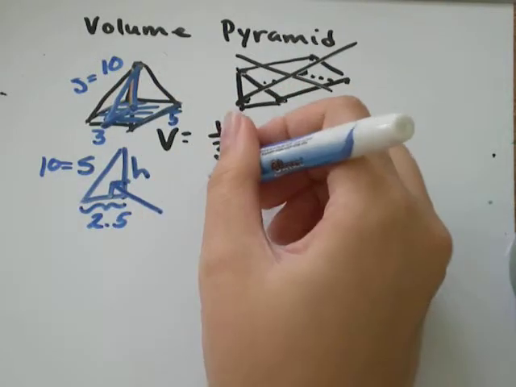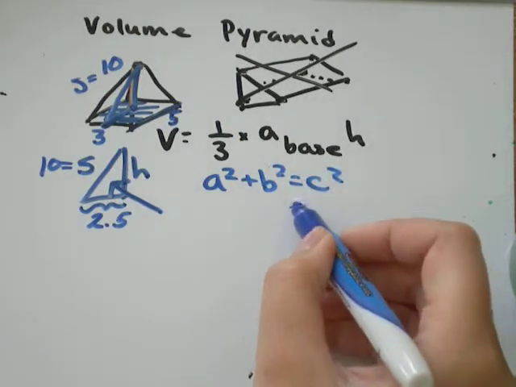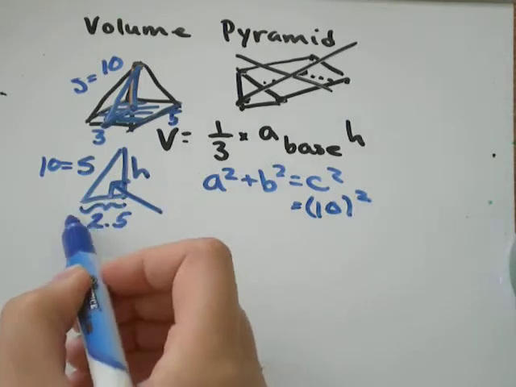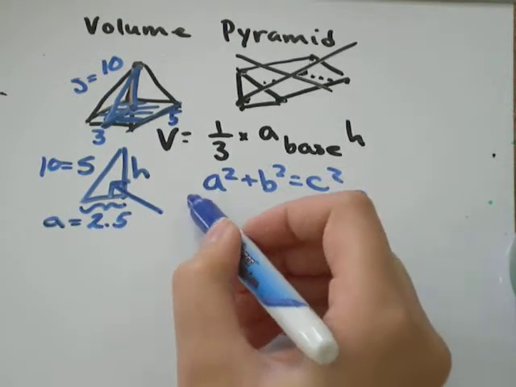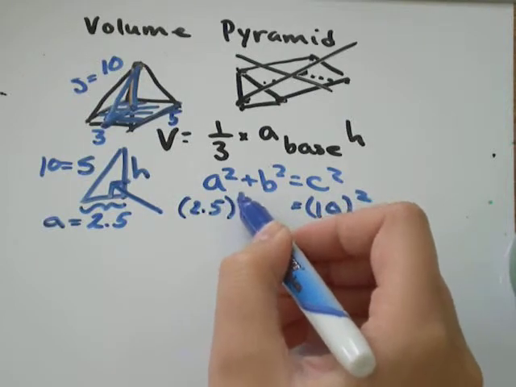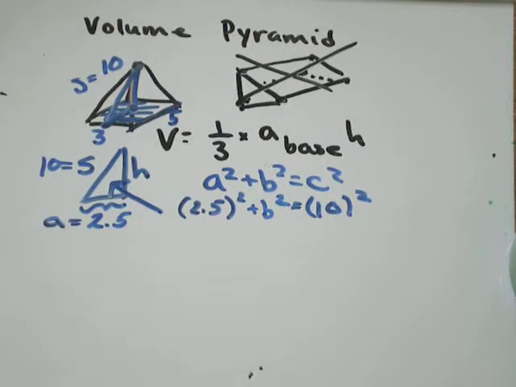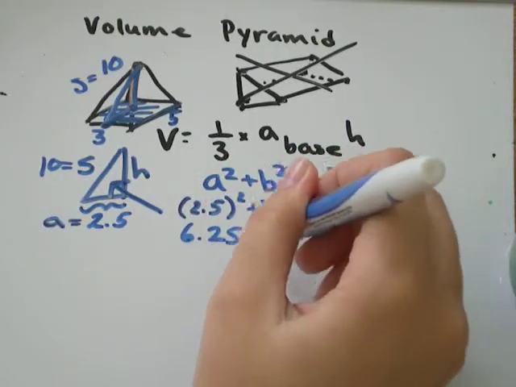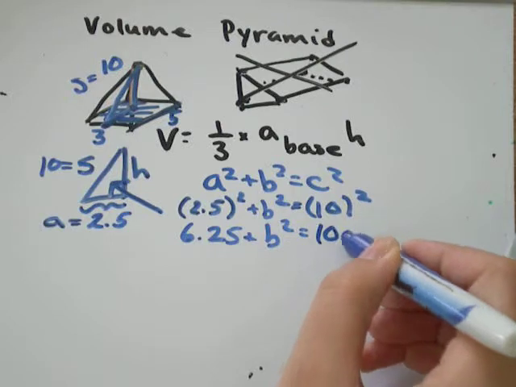10 is my hypotenuse. We're using the formula a squared plus b squared equals c squared. So c squared will actually be 10 squared, and I'll let that equal a. Doesn't matter, I could let it equal b and I get the same thing. That'd be 2.5 squared plus b squared. 2.5 squared, you can do that on your calculator. I get that's equal to 6.25 plus b squared equals 10 squared. 10 times 10 is just 100.